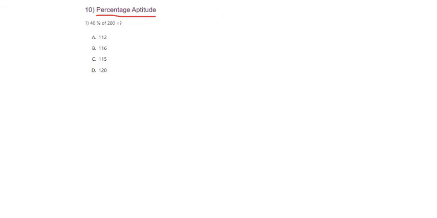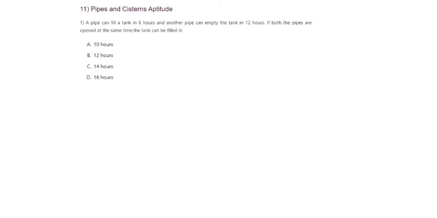So here we have a next problem which is very simple. It's asking percentage amplitude. This is one of the simplest problems. What is 40% of 280? Very simple. It's 40 by 100 into 280. So when you calculate this, you get 112, which is very simple to find.